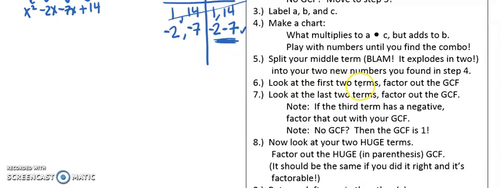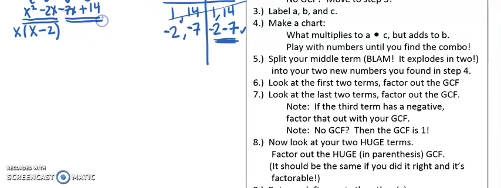On step 6, look at the first 2 terms, factor out the GCF. So looking here, the GCF, the greatest common factor between the 2 is x. X squared, take out an x, is x. Negative 2x, take out an x, is negative 2.